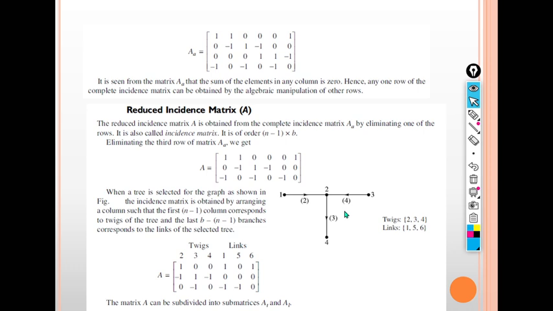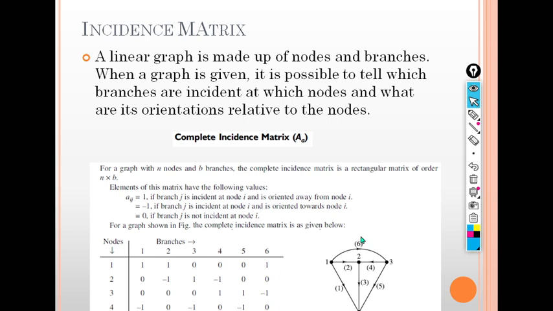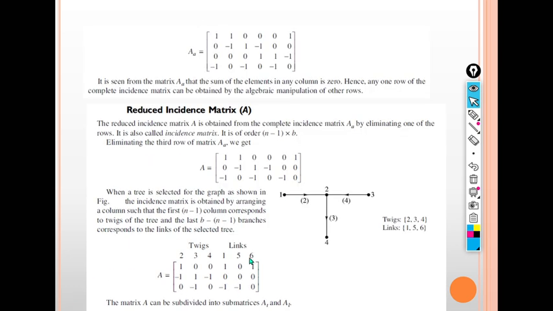Now, what I am doing here is taking twigs on one side and links on the other side. That means the tree on one side and the co-tree on the other side. So, 2, 3, 4 are the twigs, and 1, 5, 6 are the links of the total graph. You can take any tree. Now, one of the trees is 2, 3, 4 and the links are 1, 5, 6. So, here it is now written.